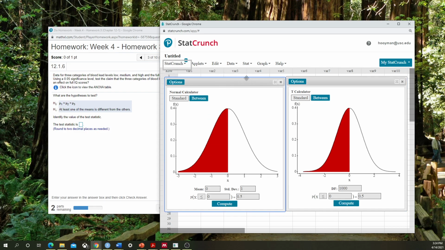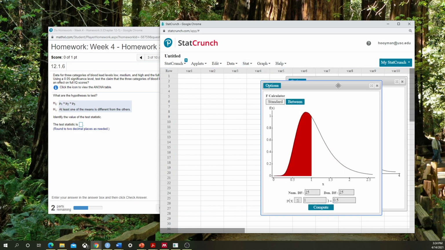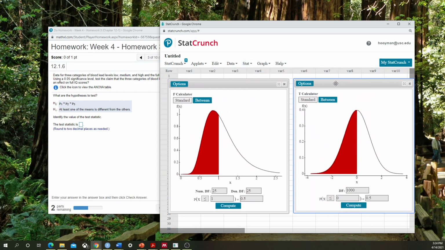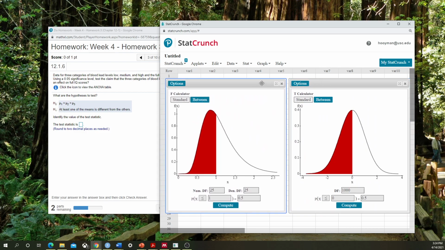Now, if we go into stat calculators and look at the F distribution, this is the one that ANOVA uses to determine if in fact a test is statistically significant or not. You see it has two different degrees of freedom, the numerator and the denominator. That's the numerator degrees of freedom, and the denominator degrees of freedom, or den degrees of freedom. What this represents is really the number of groups and then the total n as well.